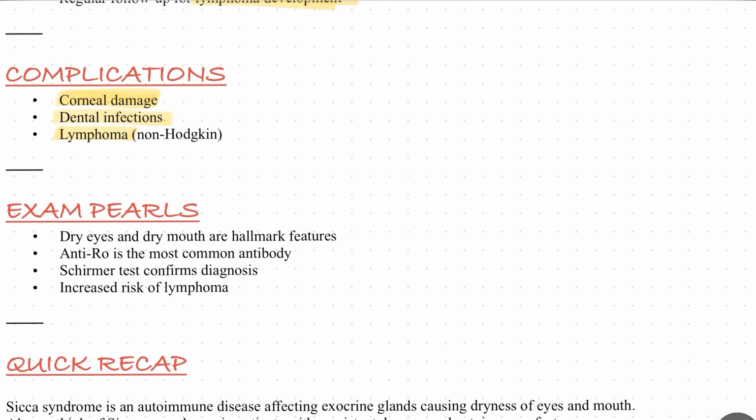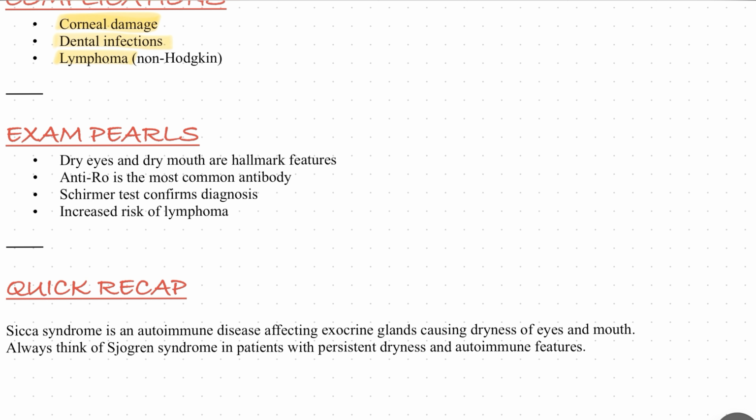Then after seeing all this story, you have to manage, right? So let's see how we are going to manage it. Symptomatic treatment: if there is dry eye, you are going to give artificial tears, then saliva substitutes, then good oral hygiene. Obviously you need to prevent oral candidiasis, right?